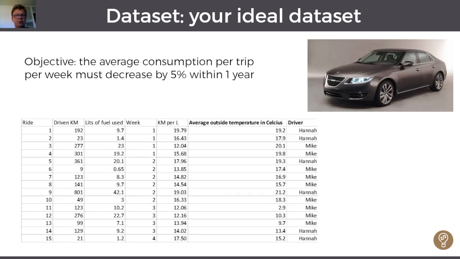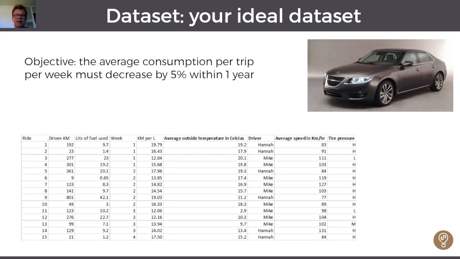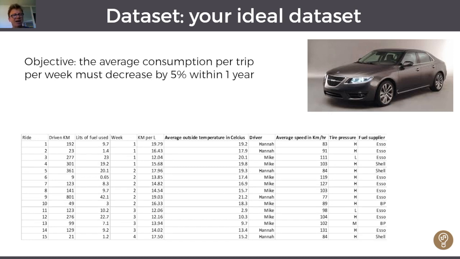But I also want to know who the driver was because I think it might influence the objective. And I want to know what the average speed was. It could have an influence as well, right? I also record the tire pressure at the start of a ride. And I want to know who the supplier of fuel was. So I categorize or label the supplier. And this is my ideal data set.